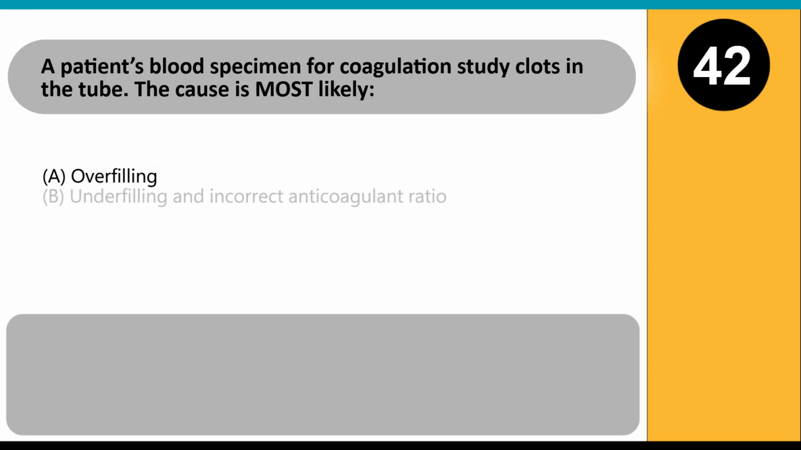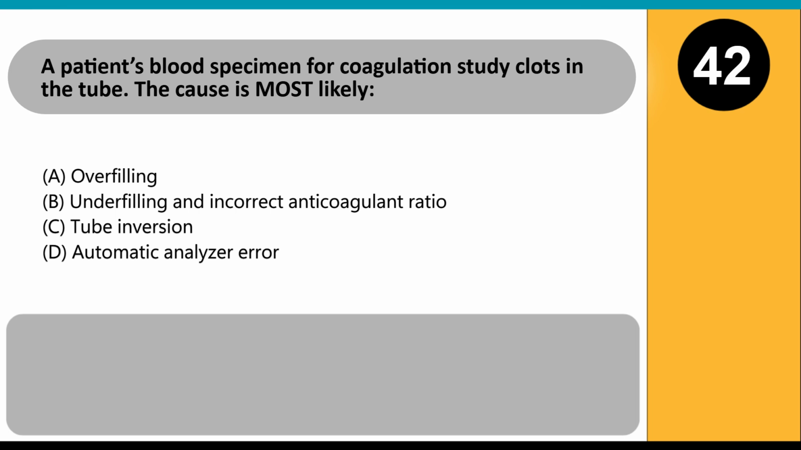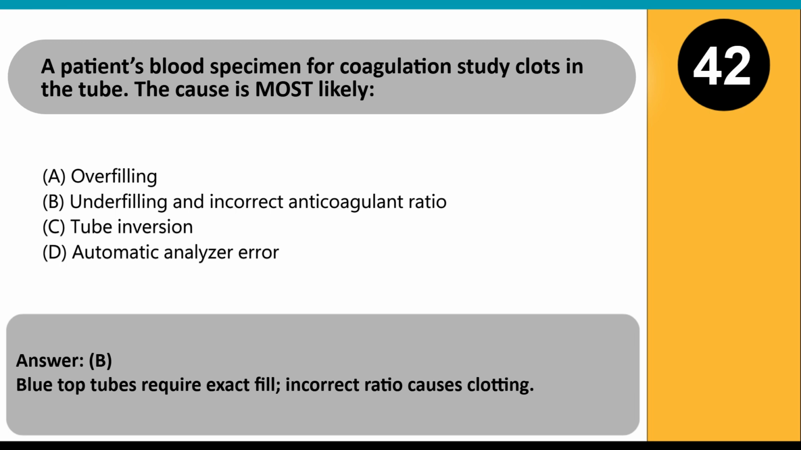A patient's blood specimen for coagulation study clots in the tube. The cause is most likely: A. Overfilling. B. Underfilling and incorrect anticoagulant ratio. C. Tube inversion. D. Automatic analyzer error. Answer: B. Blue top tubes require exact fill, incorrect ratio causes clotting.